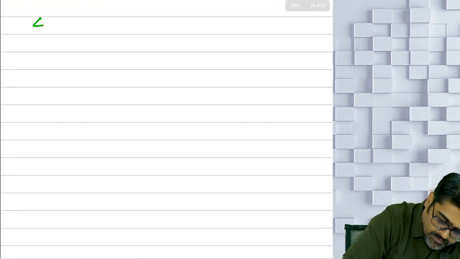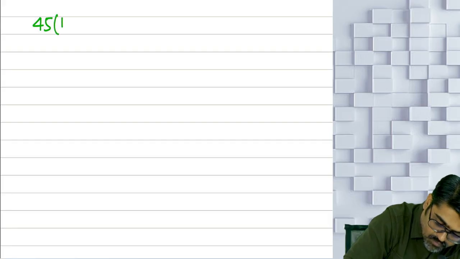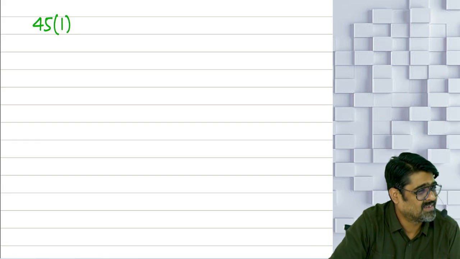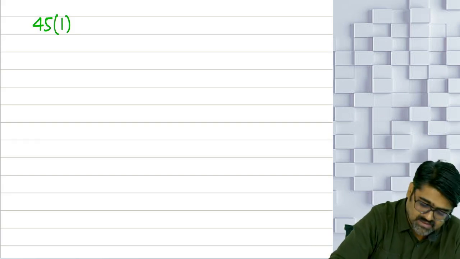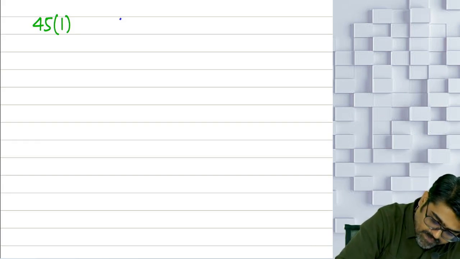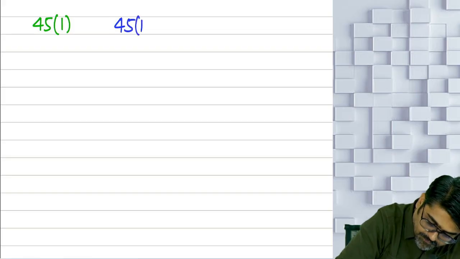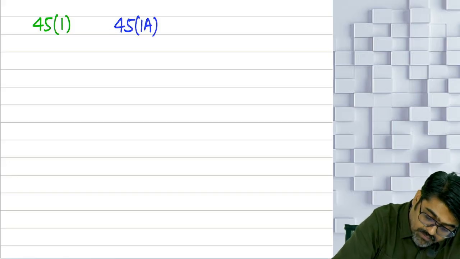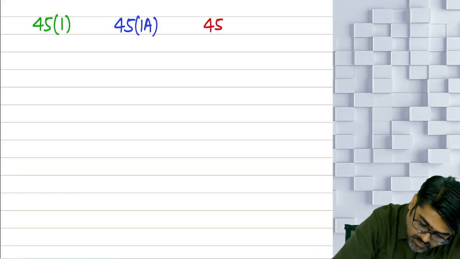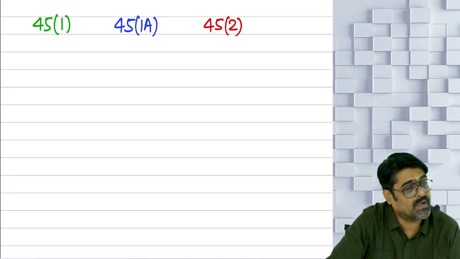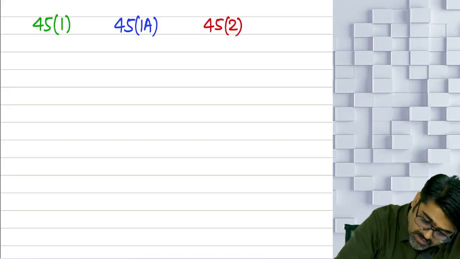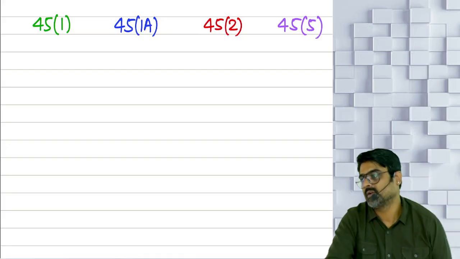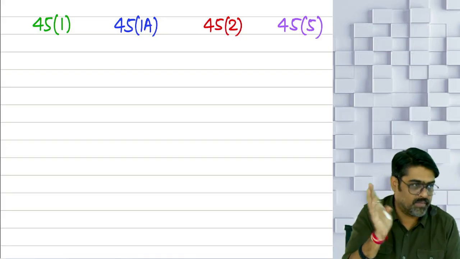Have you done 45(1)? 45(1) is what? General charge. General charge. Have you done 45(1A)? Specific charge. Have you done 45(2)? That is also a specific charge. Have you done 45(5)? That is also one. Now you are going to tell me.